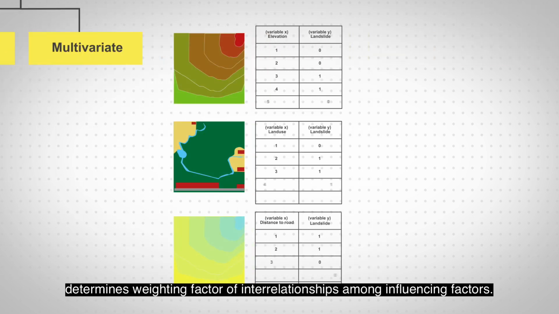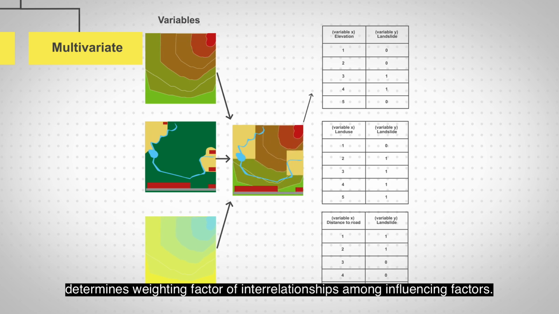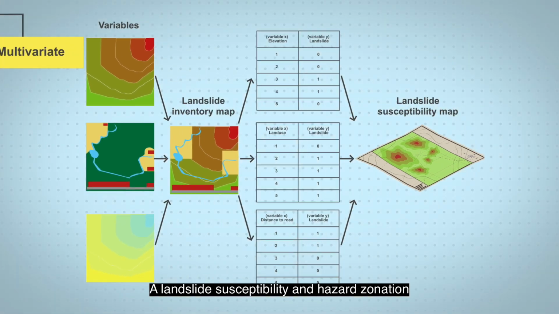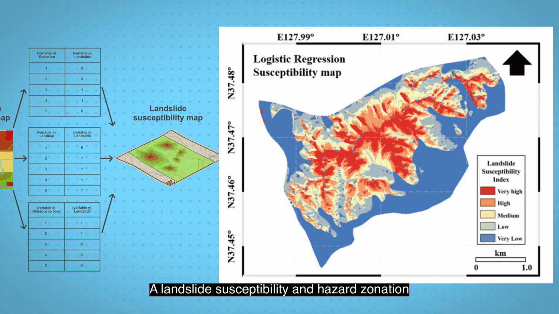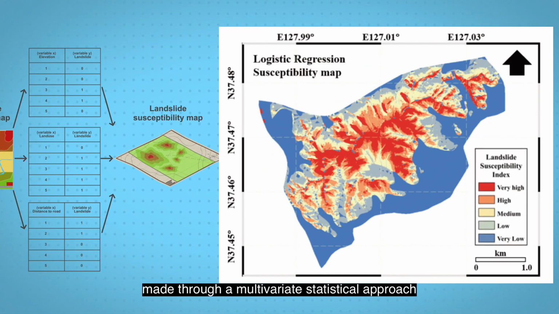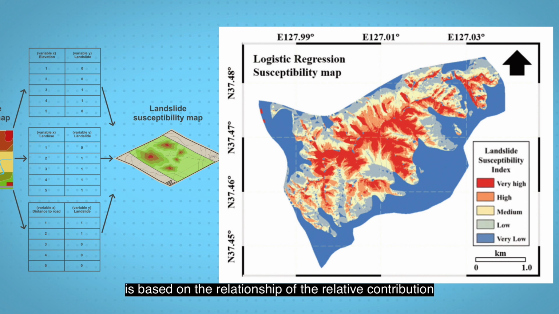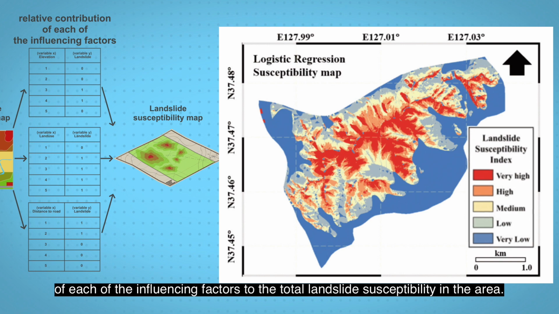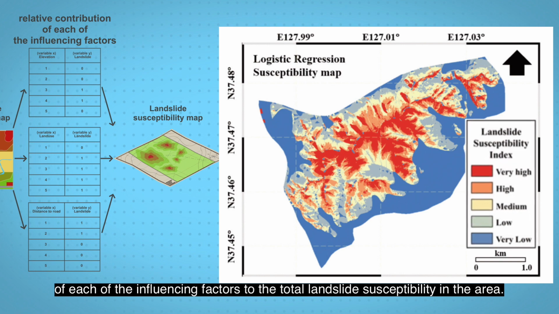Multivariate analysis determines the weighting factor of interrelationships among influencing factors. After sampling all relevant aspects at appropriate scales, the presence or absence of landslides is determined. A landslide susceptibility and hazard zonation made through a multivariate statistical approach is based on the relationship of the relative contribution of each of the influencing factors to the total landslide susceptibility in the area.